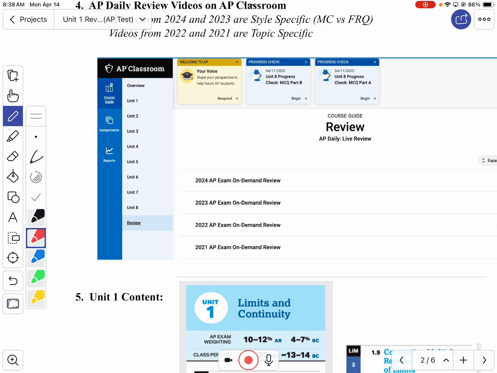And then you have the drop-down tabs. So 2024, 2023 are style specific. So there's multiple choice, there's free response, and they go through questions every day. 2022 and 21 are topic specific. All right. So it may say things like continuity, limits, volumes of solids of revolution, MVT, EVT, IVT. So there are different things in there that you can go in and look at. And I believe there's a QR code attached to those you can scan to get printed copies of the documents that they walk through, okay?